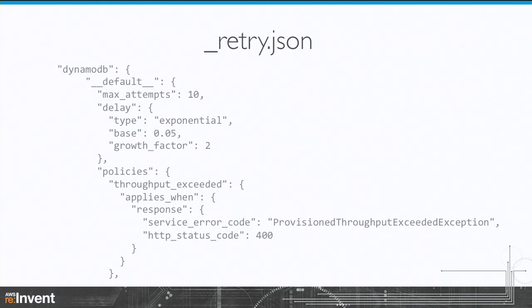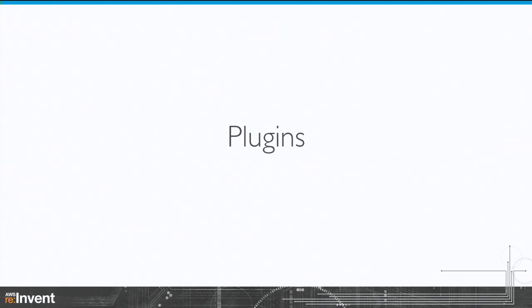Boto Core is also data-driven in the sense that it has things like retry configuration. So if you're curious what a particular retry policy is for a service, you could look at this file and say, this is an example of DynamoDB, that you're going to retry up to 10 times, have an exponential delay, 0.05 times 2 to the x, or to the number of attempts. And this policy applies whenever you have a service error code of this and a status code of 400. And also that pagination was all data-driven as well.